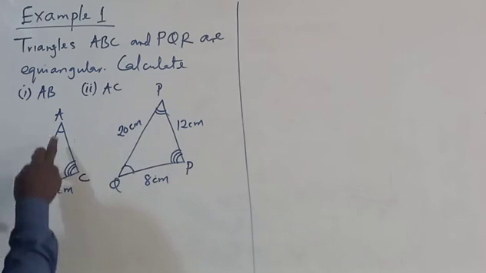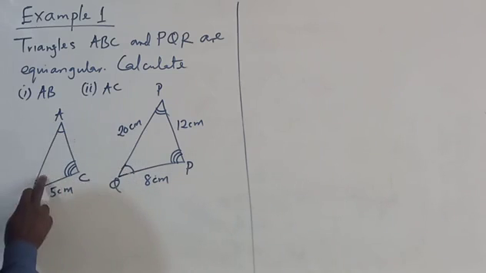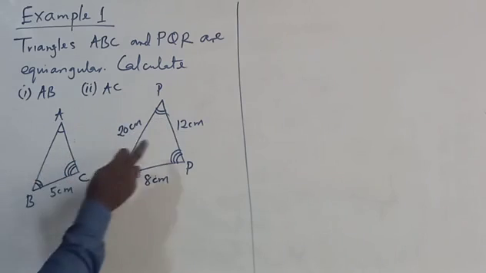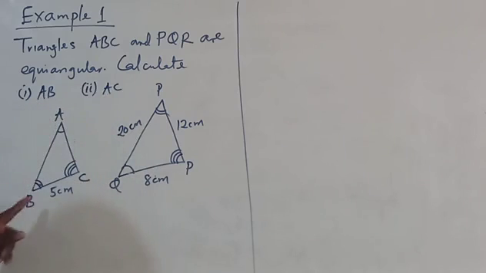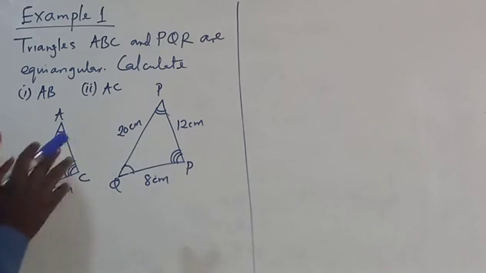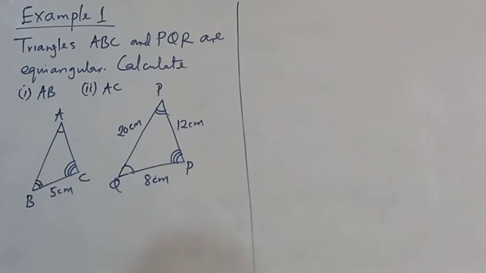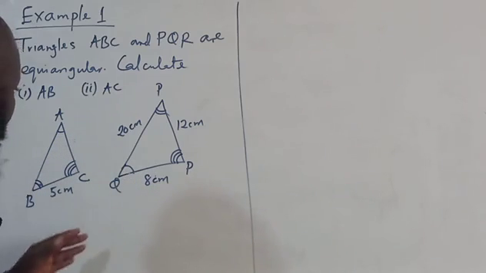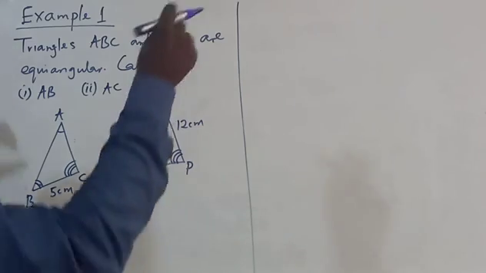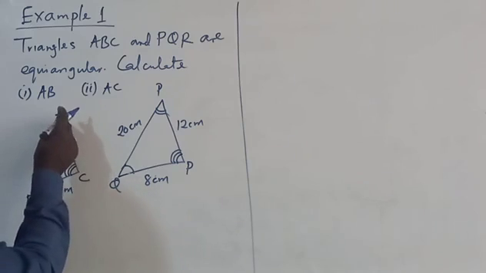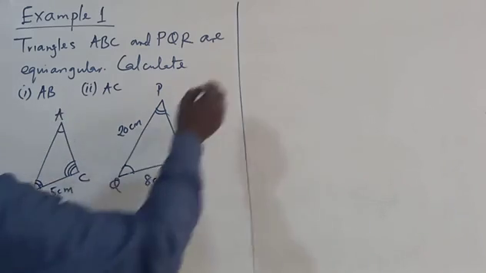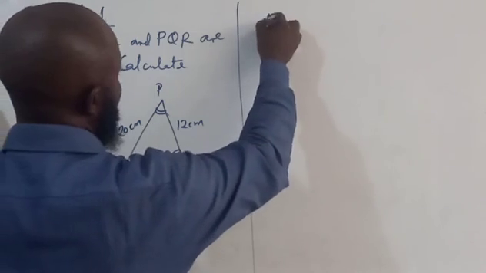As you can see, this angle equals this angle. This angle equals this angle. Why this equals this? So calculate AB, this, and AC. Is that clear? So the first thing we need to do here is to write out the ratio of corresponding sides. How do we do that? Just the way we have said, we will pick from AB.